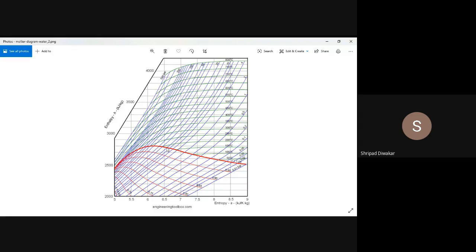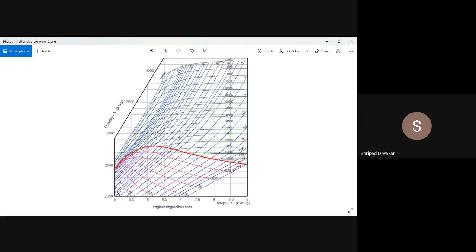Otherwise they would give 12 bar and 400 degrees Celsius, like that. But in this case the temperature is not given. Instead they give two conditions: X is 1 and the pressure is 10 bar. So we scroll down along 10 bar to where it intersects the red thick line. This is the intersection point.